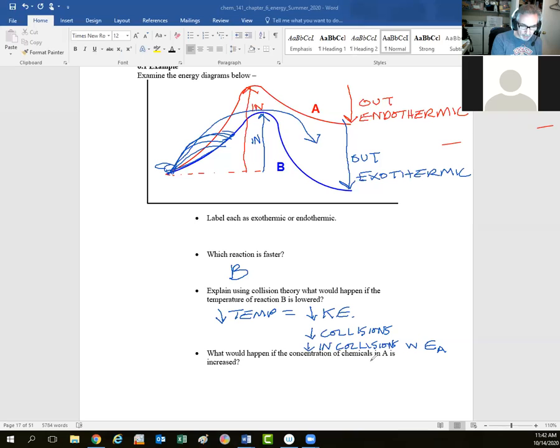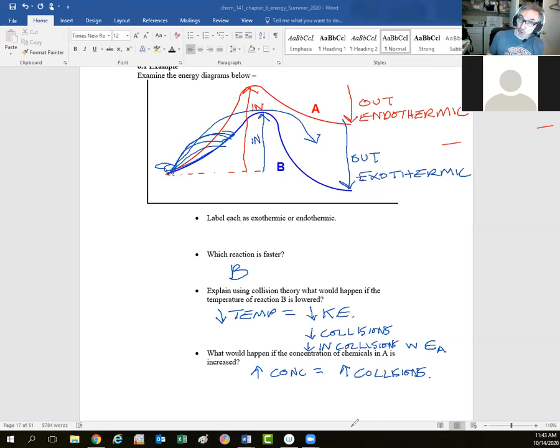Finally, what would happen if the concentration of chemicals in A is increased? And we've quite simply said an increase in concentration, making things more congested, gives us an increase in collisions. And so we'll get a faster rate of reaction.